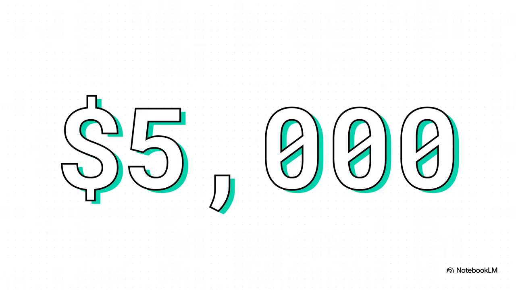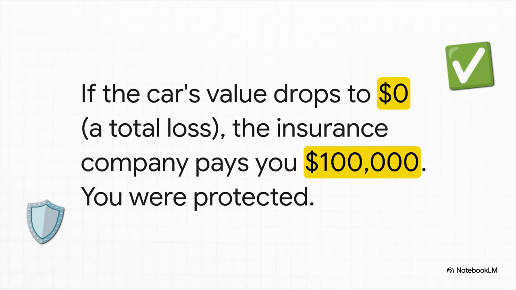Now that payment buys you a really powerful guarantee. It buys you the right to be protected if your car's value plummets. So, if the worst-case scenario happens, your car gets totaled, its value drops to zero, the insurance company steps in and pays you the full $100,000. That premium you paid protected you from a catastrophic loss. And believe it or not, this exact same logic applies to a put option.